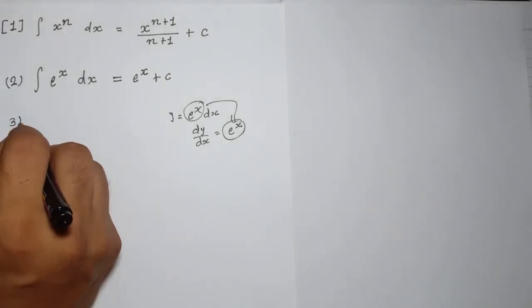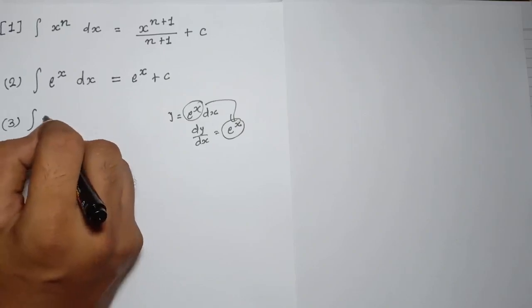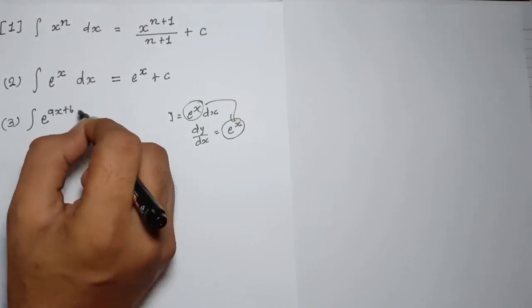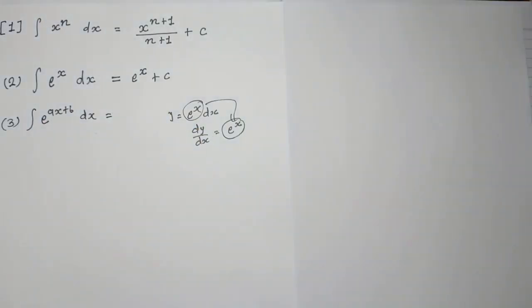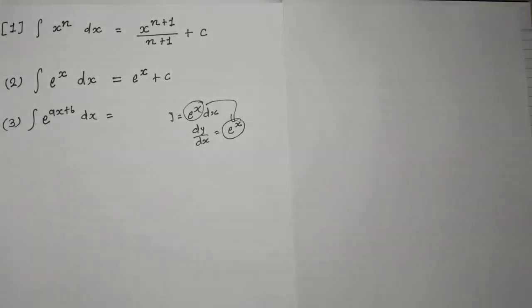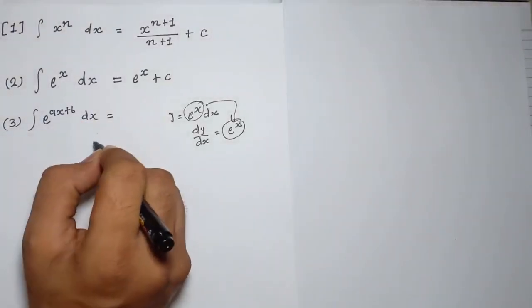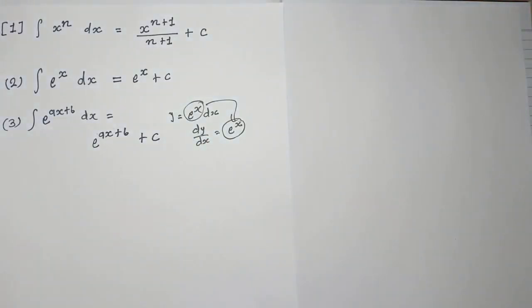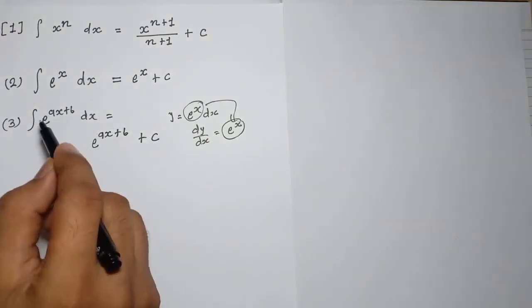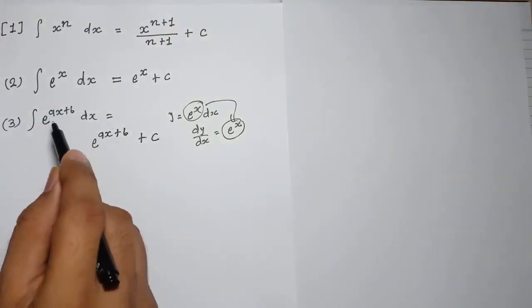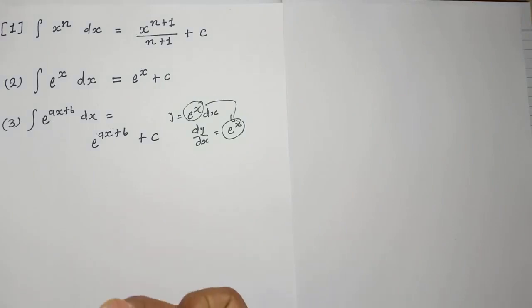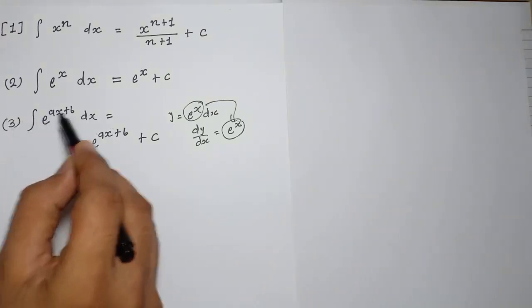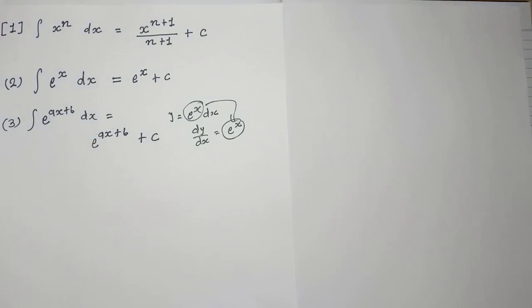And the third one: suppose integration of e raised to ax plus b dx is given. Here in this case also the integration will be as it is, so I write e raised to ax plus b, plus c. Clear? Here a and b are numbers, there may be any constant number, 4, 5, 6, 7, whatever. What are a and b? They are numbers, any digits.